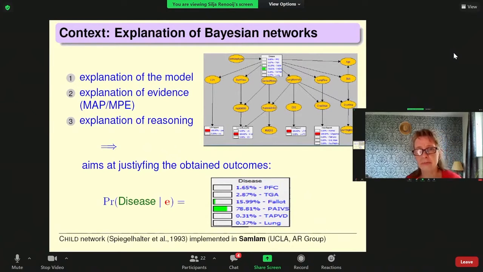So I talked about this in my course on Bayesian networks, my master's course, and then one of the students came up to me and said, okay, I like this topic. Can I do something about explanation in Bayesian networks? And I said, well, sure. Go ahead, have a look at what has been done, and also have a look at Explainable AI and what they're doing in machine learning.